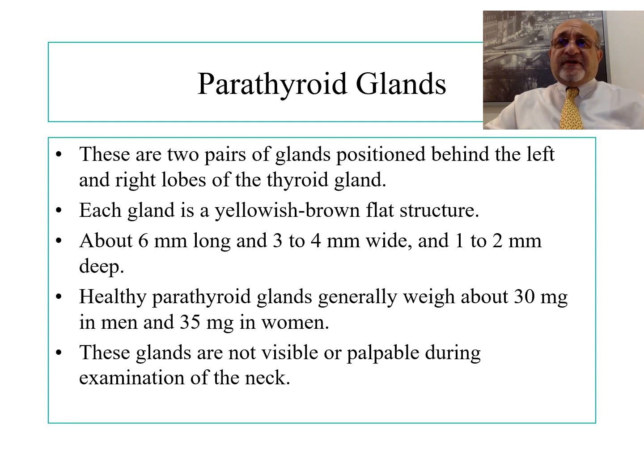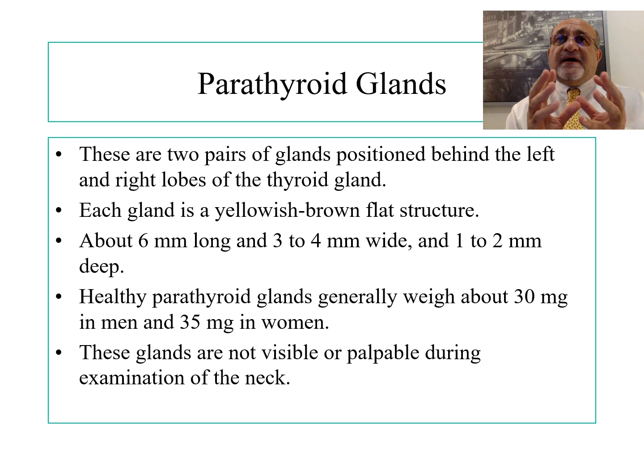Before we go into the disease, we have to know that hyperparathyroidism is a disease of the parathyroid glands, and those glands are two pairs of glands. So actually there are four glands altogether, which are positioned behind the left and right lobes of the thyroid gland.